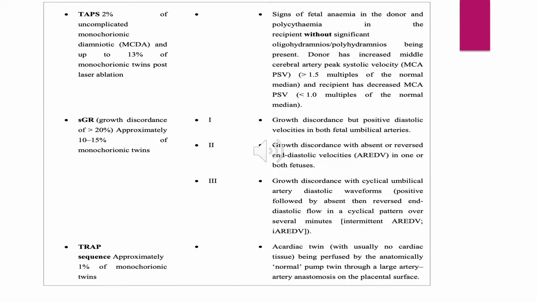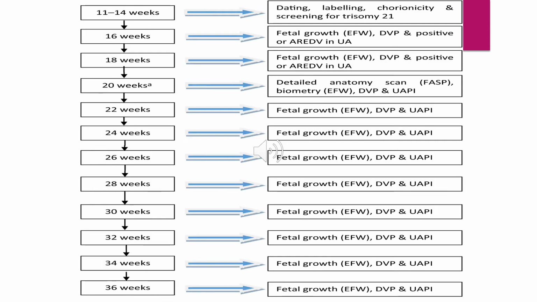So we have a donor twin and a recipient twin, and the transfusion occurs through large artery anastomosis. It complicates about 1% of monochorionic twin gestation. For monochorionic twin gestation, they must have the following appointments.